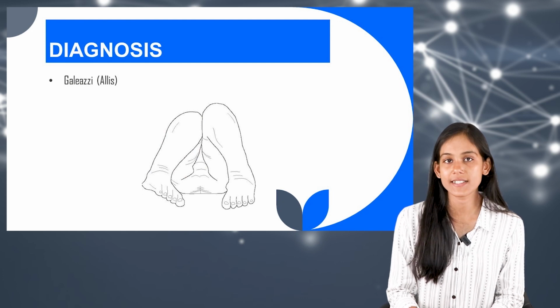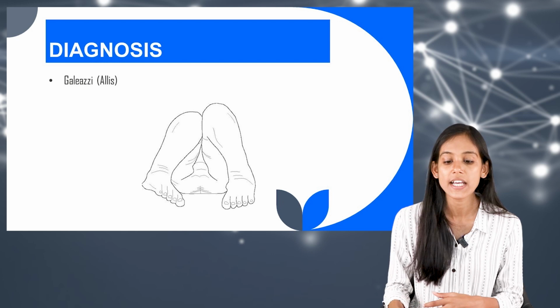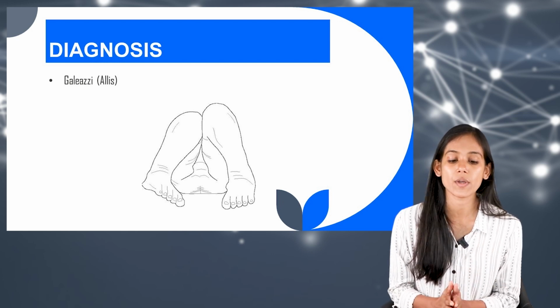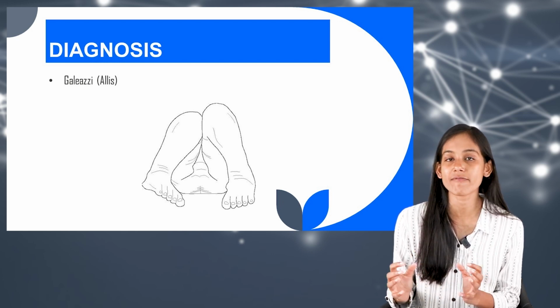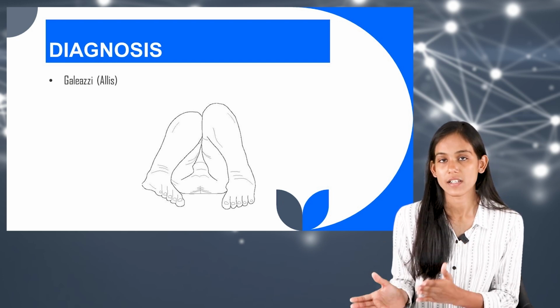And then we have Galeazzi's test. In this we can see an apparent limb length discrepancy due to a unilateral dislocated hip, with the hip and knee flexed at 90 degrees. The femur would appear shorter on the dislocated side. And you have to direct the force posteriorly. If the hip is dislocatable, that means if the hip can be popped out of the socket, then the test is considered positive. And then after this, the Ortolani maneuver can be performed to confirm the findings.